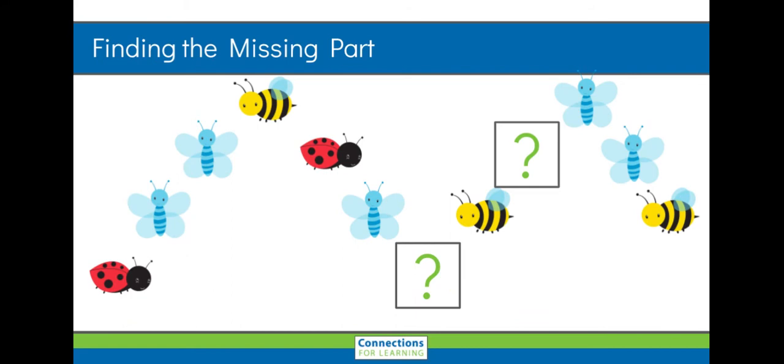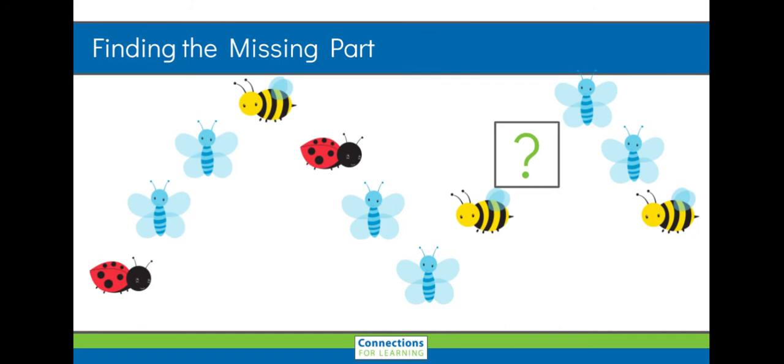Now, if I look back in my pattern, I can see that between the butterfly and the bee, we have another butterfly. Let's put a butterfly in here and see if this works with the pattern that we have. Ladybug, butterfly, butterfly, bee. Ladybug, butterfly, butterfly, bee. Oh, that sounds really good. Now we have one more to figure out.